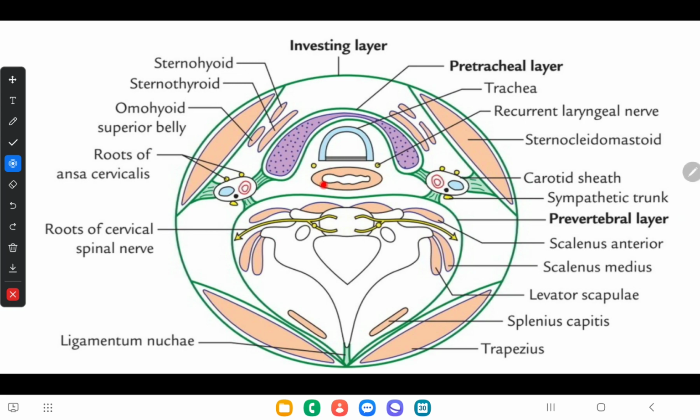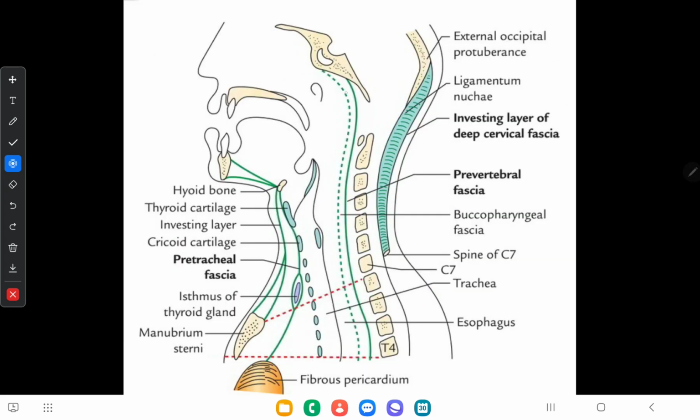Here you can see the esophagus and trachea. So this prevertebral layer is behind the pharynx and esophagus and in front of the vertebral muscles. Superiorly, the prevertebral fascia is attached to the base of the cranium. Then inferiorly, it enters into the thorax through the thoracic inlet and blends with the anterior longitudinal ligament on the front of the bodies of the upper three thoracic vertebrae.